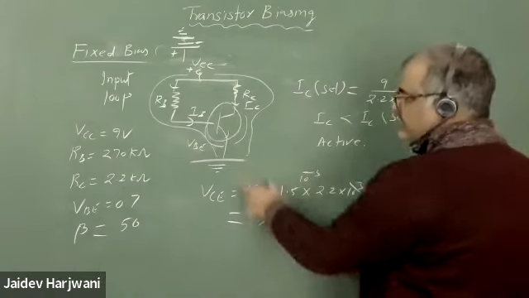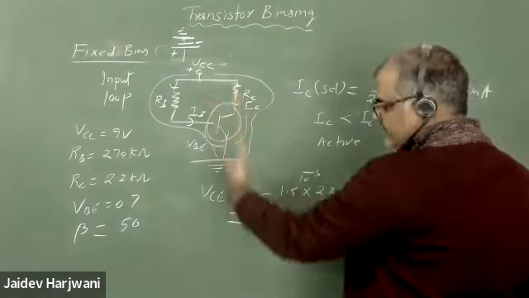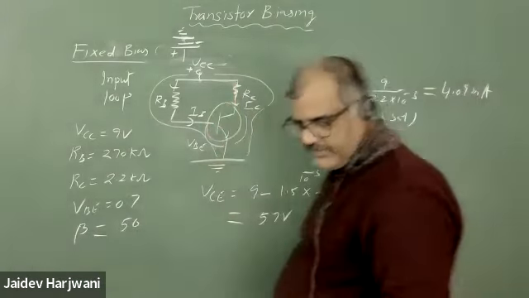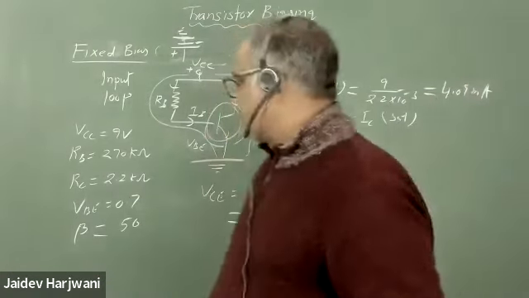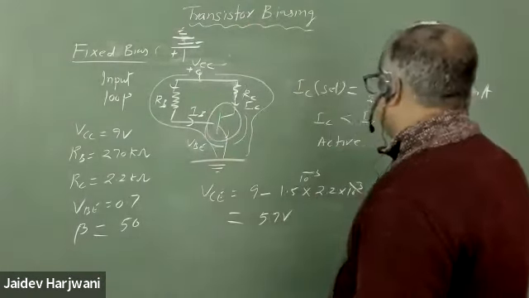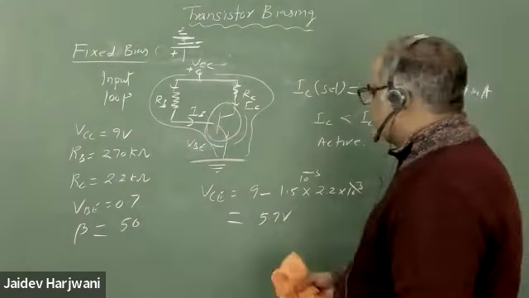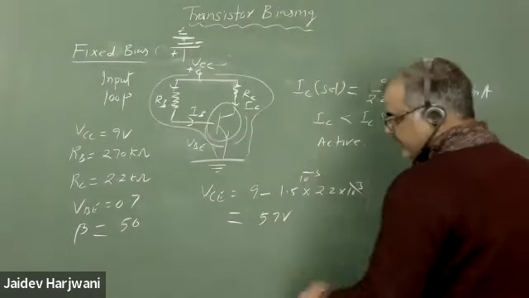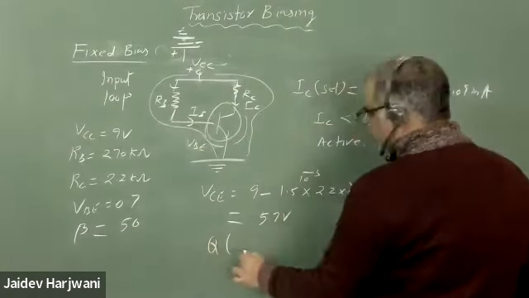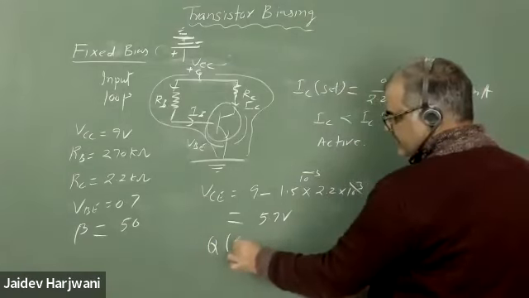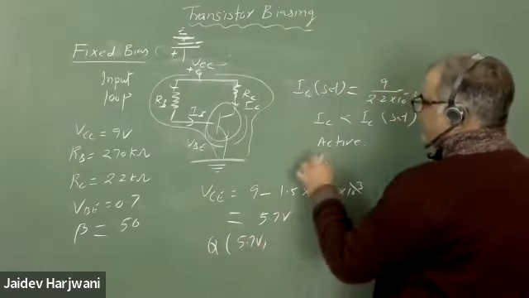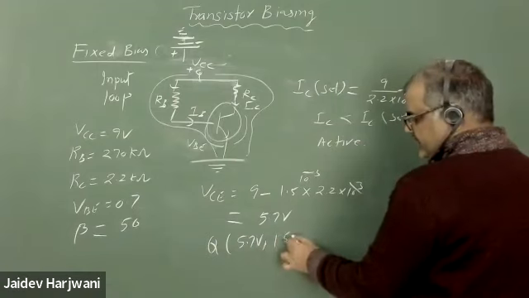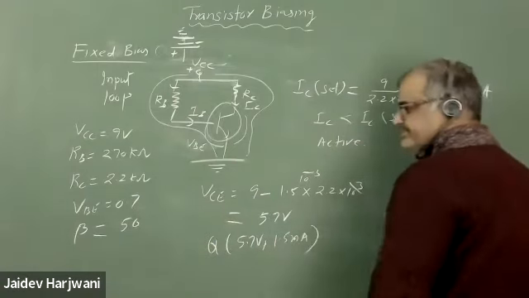Now you know the VCE, you know the VBE, you can find out VCB. VCB is still positive, and for NPN transistor VCB should be positive. That means it's in the active region. So this circuit has no issue. This is your operating point. Operating point Q will be simply VCE 5.7 volt and IC 1.5 milliampere.